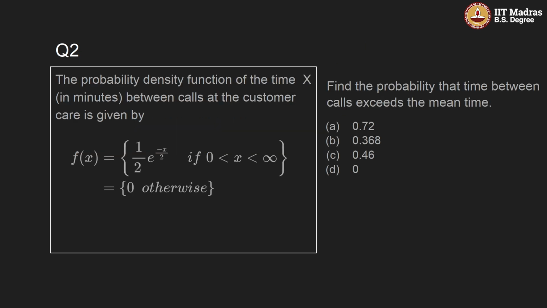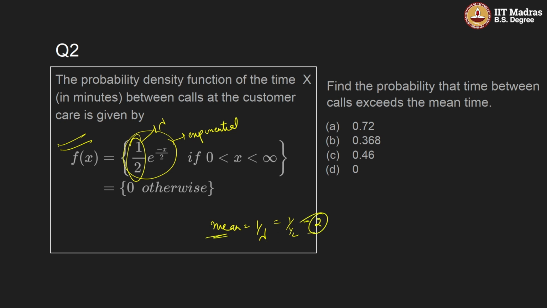Now, next question. The probability density function of the time x between calls at the customer care is given. So we have been given the PDF. If you look into this, this is the PDF of an exponential distribution. And here 1 by 2 is representing lambda, right? And the mean is represented by 1 by lambda. Here the value of lambda is 1 by 2, so putting the value of lambda here, this will be equal to 2. So the mean value is 2.